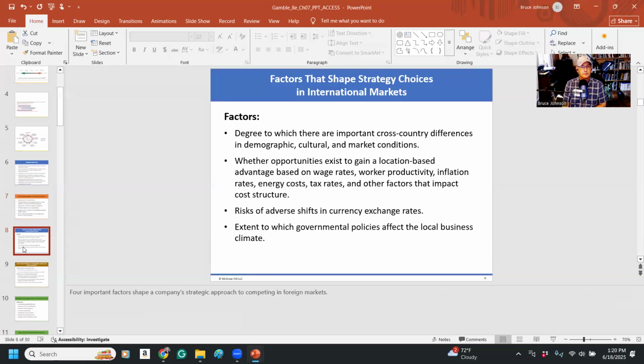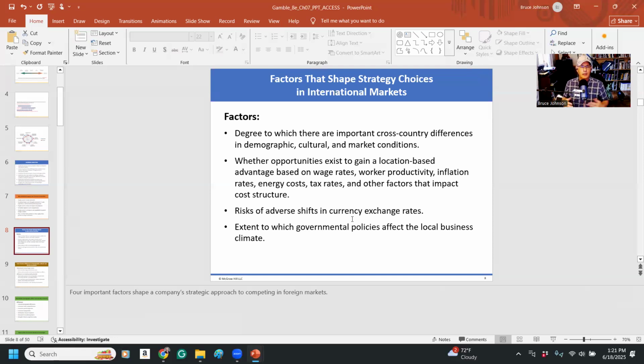Some of the things that we want to pay attention to, how strategy is formed or the influences on that, are these. One, the degree to which there are important cross-country differences in demographic, cultural, and market conditions. Again, those are forces that are acting upon the ability to strategically sell in that country.